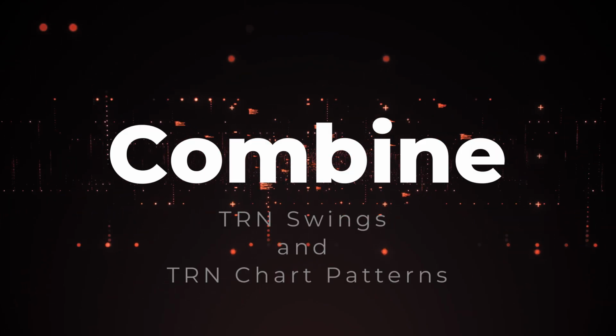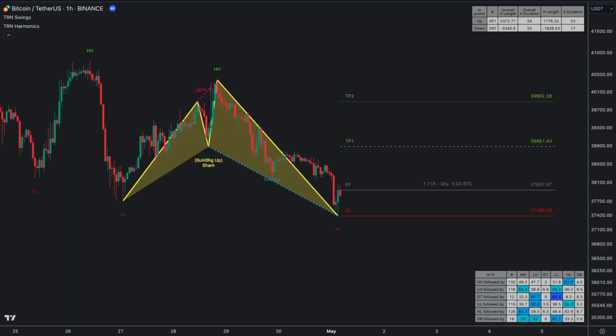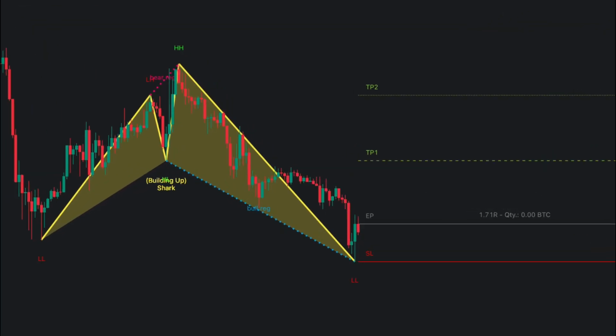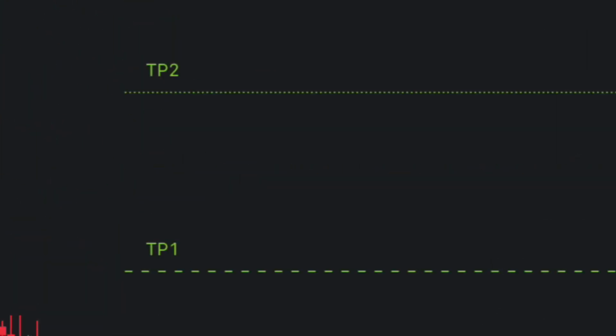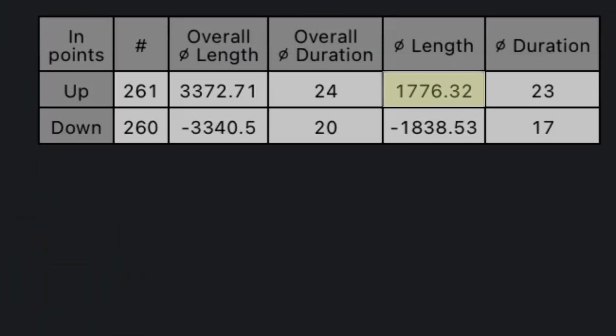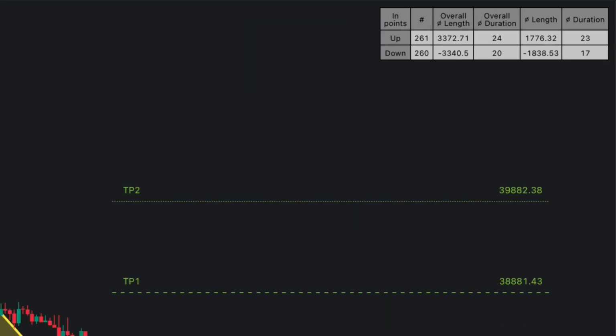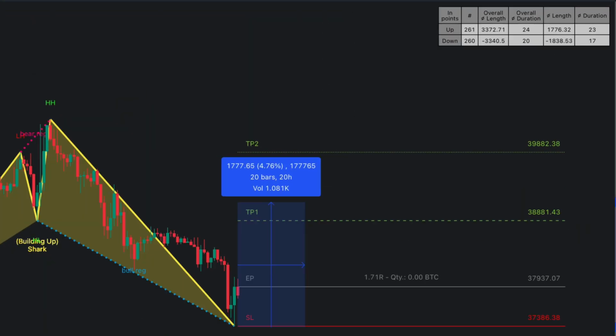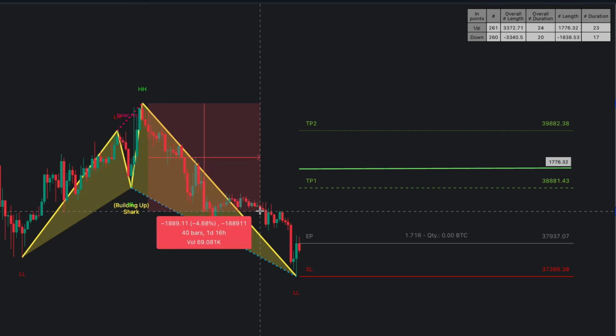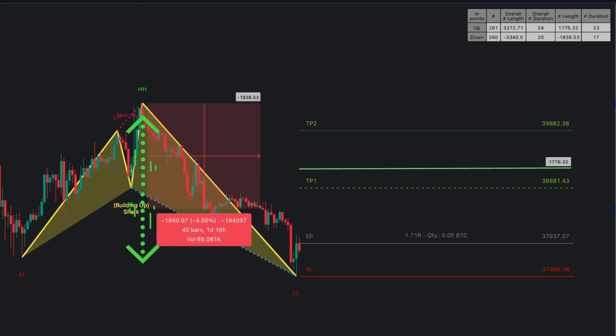Integrate TRN swings with our chart patterns. When a bullish pattern experiences a confirmed breakout, the presence of a bullish divergence with the previous swing adds further credibility to the signal. Validate your stop loss and take profit levels with swing statistics. Align them with the average upswing length for an alternative take profit and with the average downswing length for an alternative stop loss.